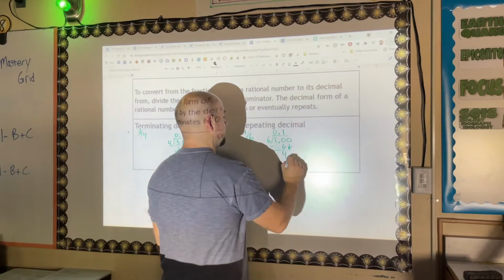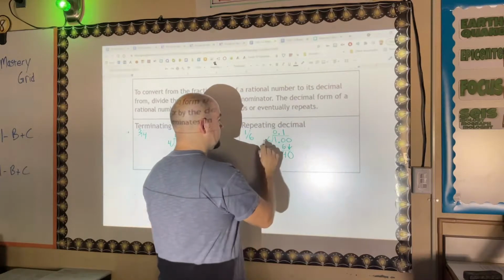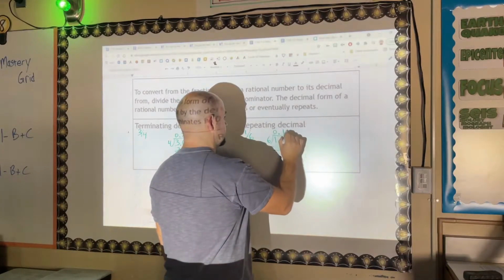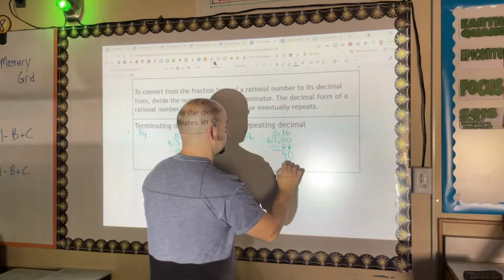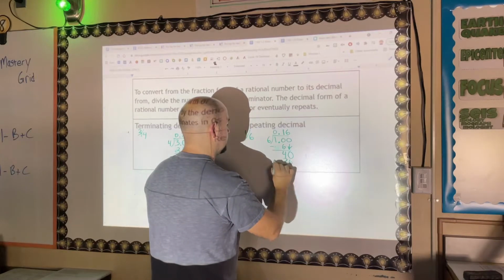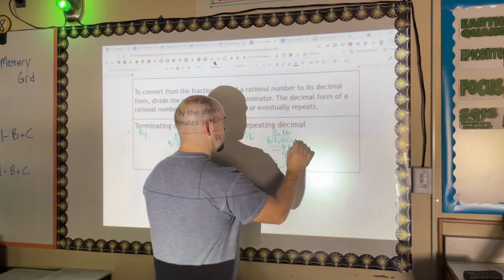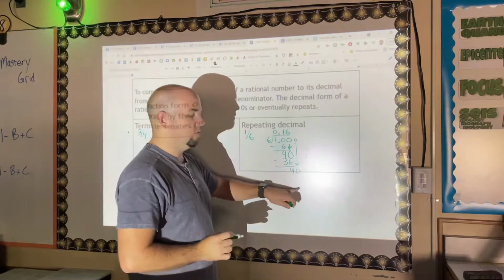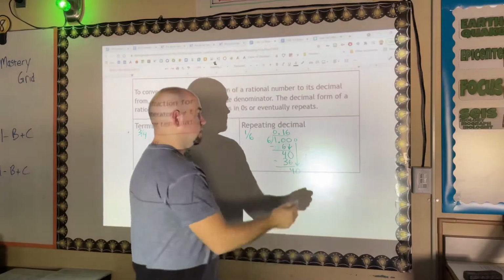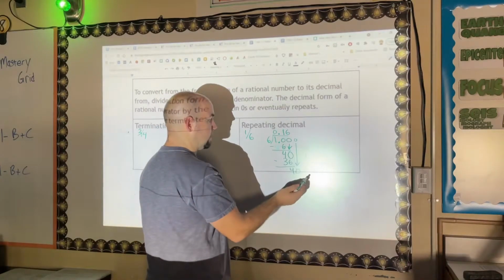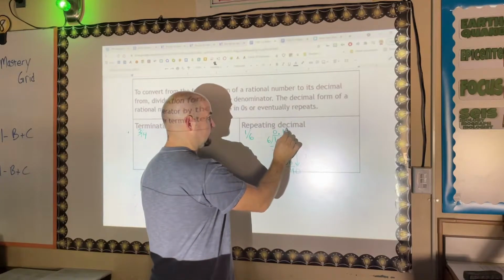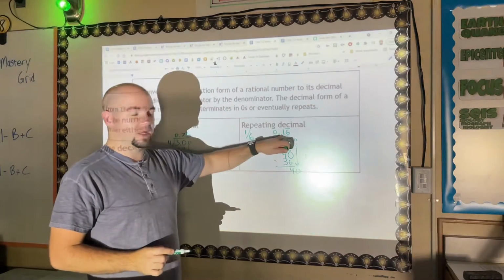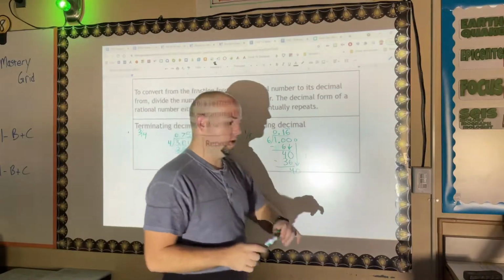Bring down a 0, we are at 40. 6 goes into 40 8 times, no, 6 times. 6 times 6 is 36. Subtract there, we're going to get a 4. So if we kept on doing this, we would keep getting 40, 40, 40. So it's going to repeat. We can see it right away without needing to continue. We would continue to get a 6 up here. So we're going to say that 1/6 converts to a decimal that is 0.16 repeated.